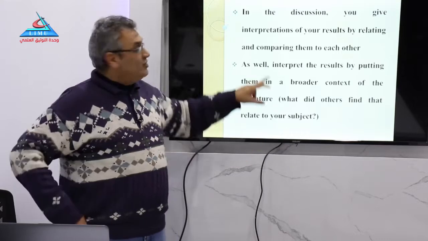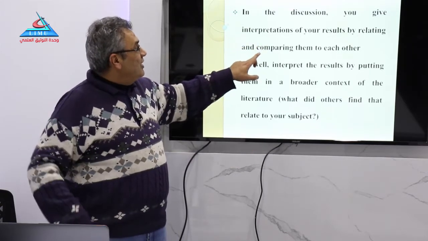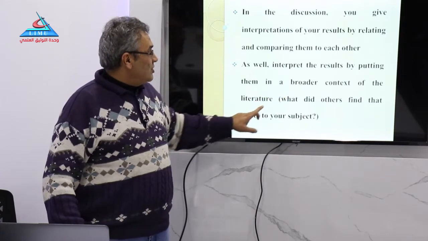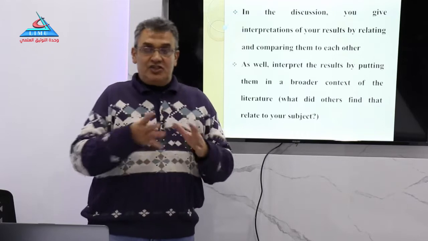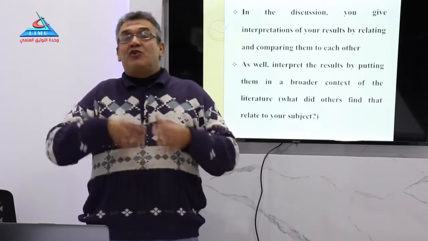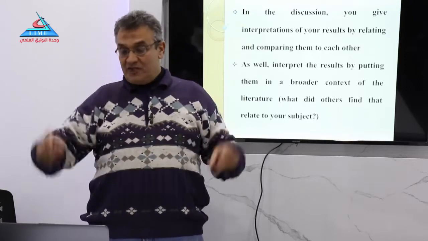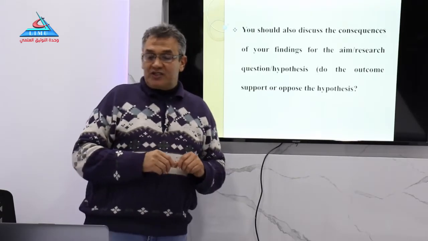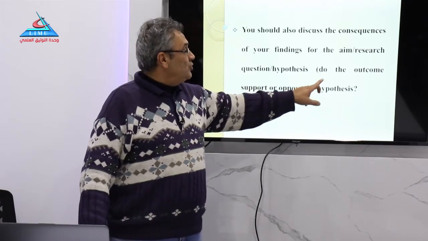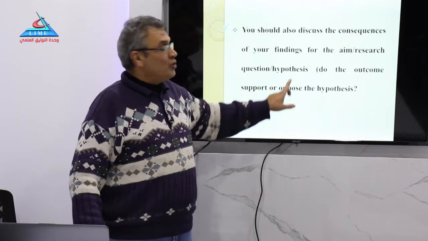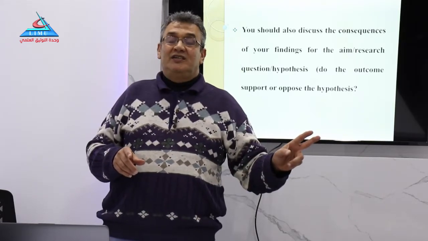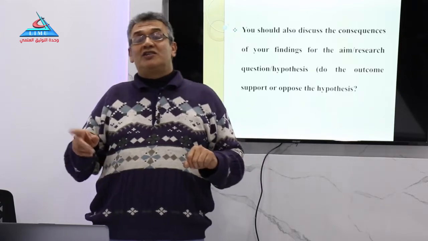In the discussion, you give interpretation of your results by relating and comparing them to each other, as well as interpreting the results by putting them in a broader context of literature: what did others find? So it is the chapter of analysis, of reasoning, of explanation, of comparison with the previous results and findings. You should also discuss the consequence of your findings for the aim and the research question. Basically, you need to know whether the outcome supports or opposes the hypothesis, and whether it did answer the question or didn't.